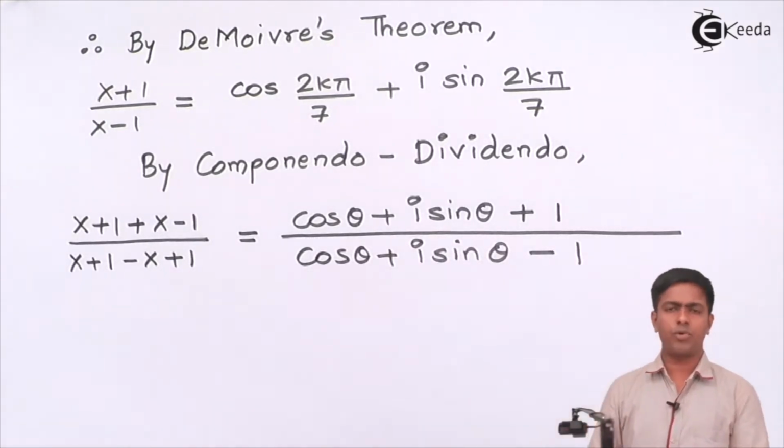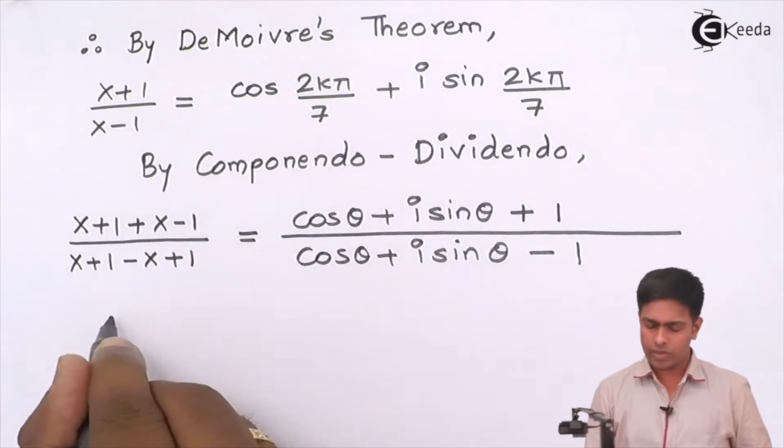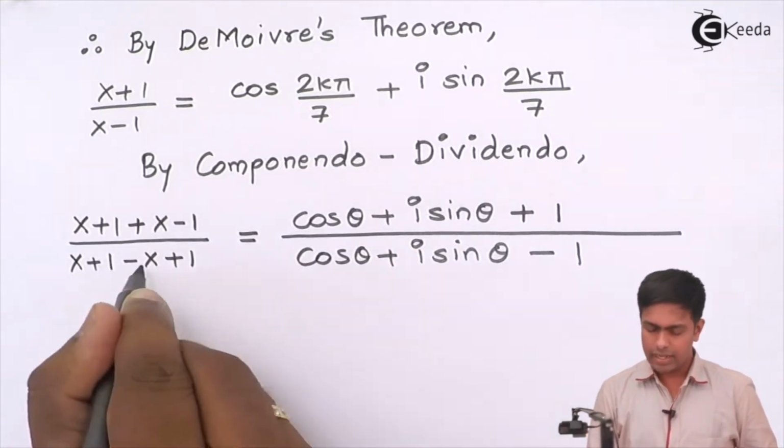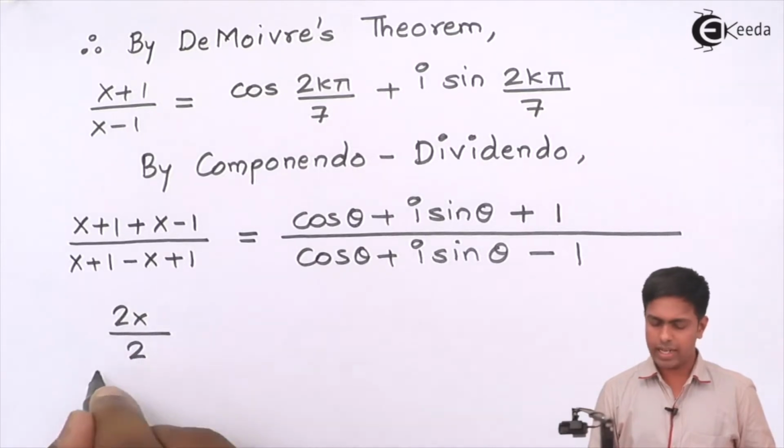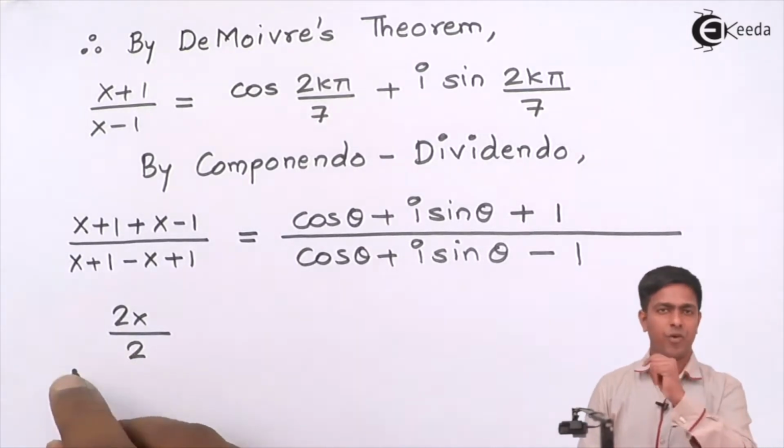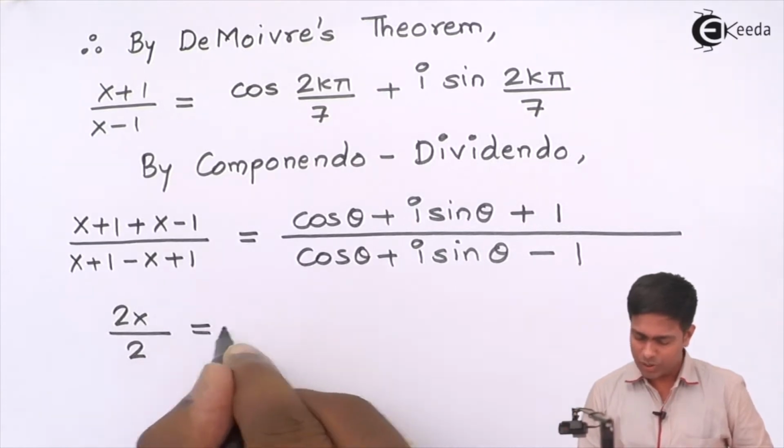So same process I am doing on right hand side. Now 1 minus 1 cancel, we will get 2x. x and x cancel, we will get 2. And guys, by cancelling 2, we are straightforward getting x. So which is equal to this value.